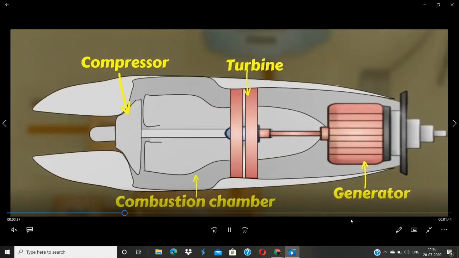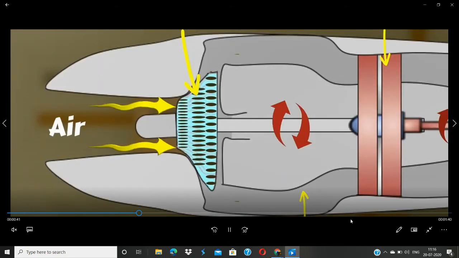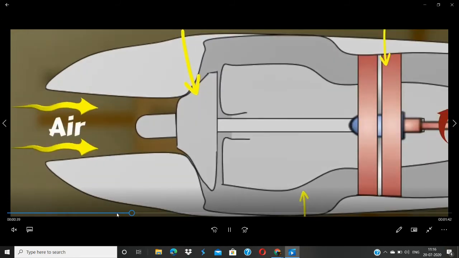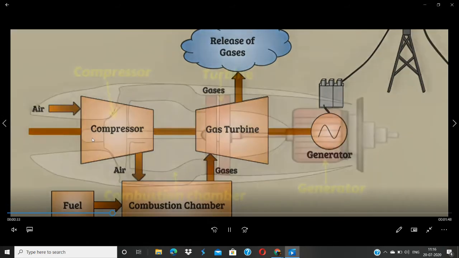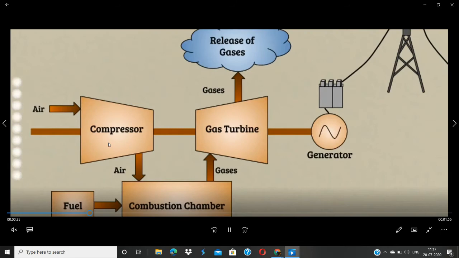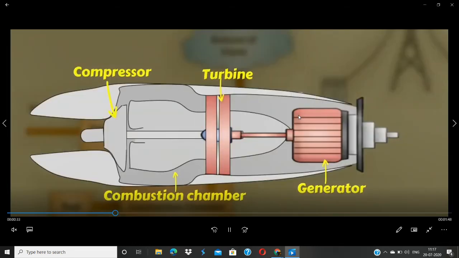The basic structure of any natural gas power plant consists of three main components. Look son, what are the three main components here? One is the compressor. The next is the combustion chamber. Another is the gas turbine. And that drives the generator.